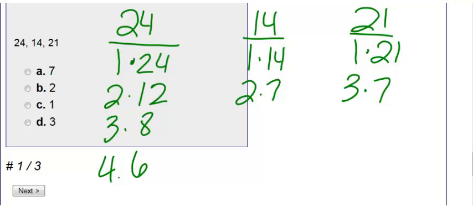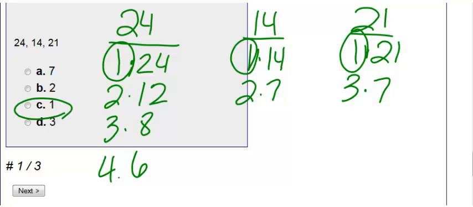So what I need to do is look at all three of my lists and see the greatest number that they all three share. With these three numbers, the only number that they share is 1. So my answer is C.